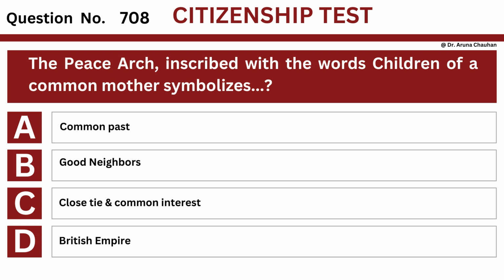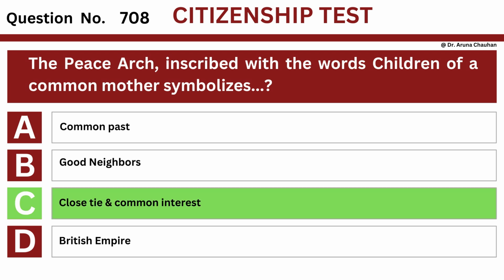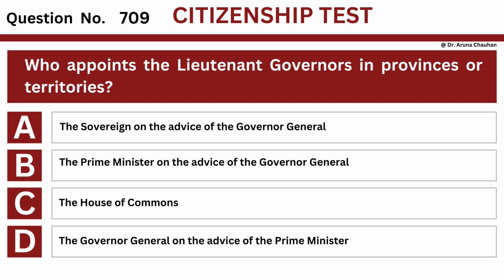Question number 708. The Peace Arch, inscribed with the words "Children of a Common Mother," symbolizes: option A, common past. Option B, good neighbors. Option C, close ties and common interest. Option D, British Empire. The answer is option C, close ties and common interest.